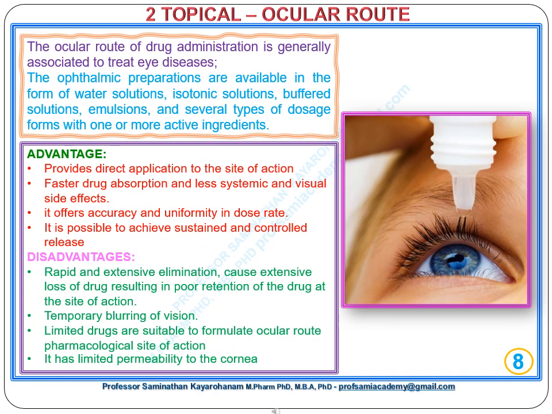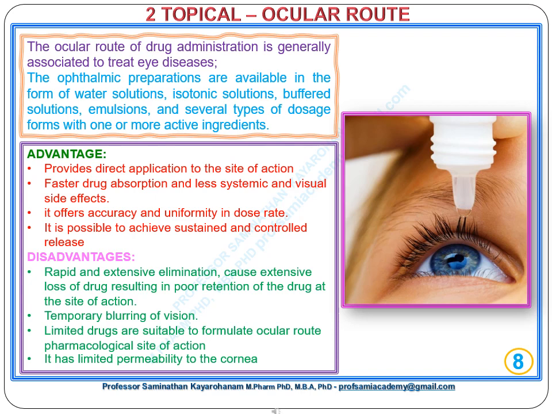Next slide. Type 2, topical, ocular route. The ocular route of drug administration is generally associated to treat eye diseases. The ophthalmic preparations are available in the form of water solutions, isotonic solutions, buffered solutions, emulsions, and several types of dosage forms with one or more active ingredients. Advantage: provides direct application to the site of action, faster drug absorption and less systemic and visual side effects. It offers accuracy and uniformity in dose rate. It is possible to achieve sustained and controlled release.